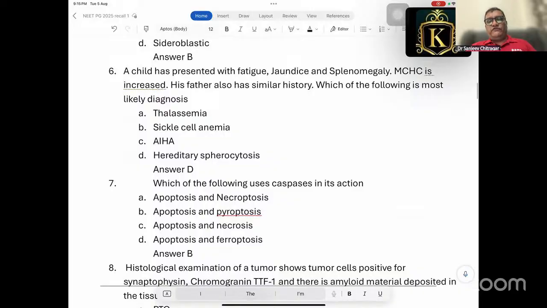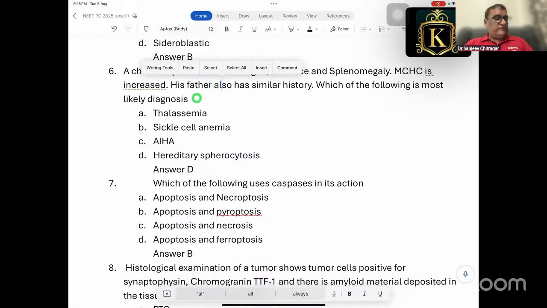Child presented with fatigue, jaundice, splenomegaly. MCHC is increased. His father also has a similar history. What is the importance of this? Father had a similar history. What is the most likely diagnosis?